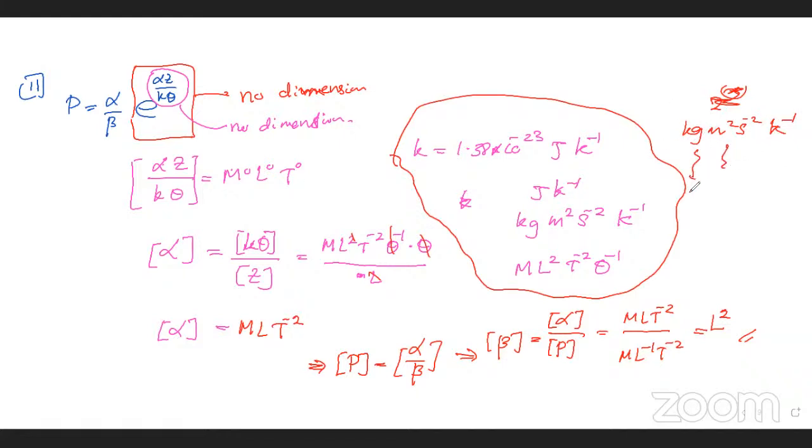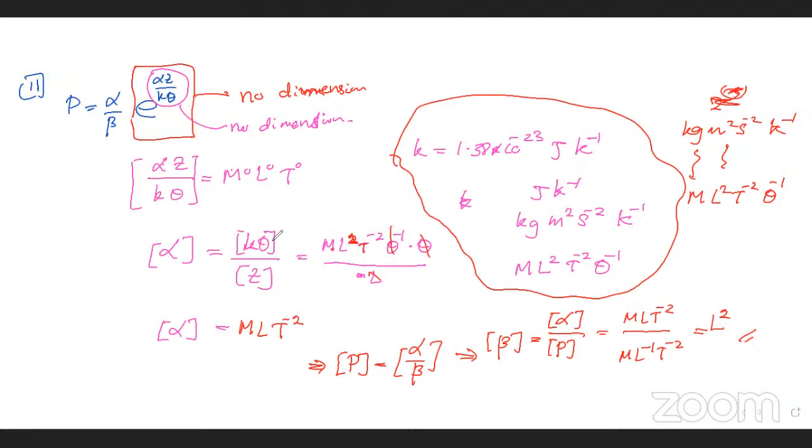The kilogram's dimension is mass, M. The meter's dimension is length, L. The second means the dimension of time, T minus 2. And Kelvin is the dimension of temperature, theta. So you substitute these dimensions now. The dimension of k equals M L square T minus 2, theta minus 1.